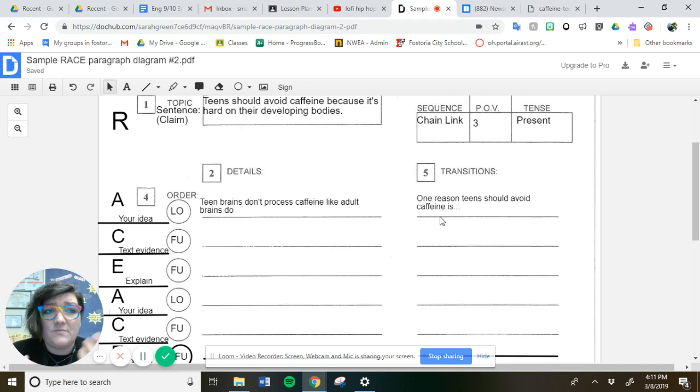If you want to write this more as a skeletal piece, where you have little notes for yourself, but ultimately in the end, you're able to fill in the gaps with your own writing and your own flair and style, that's okay too, okay? We're all at different levels here. So whatever level you're at, we got you covered, all right? Okay, so my idea here is that teen brains don't process caffeine like adult brains do.